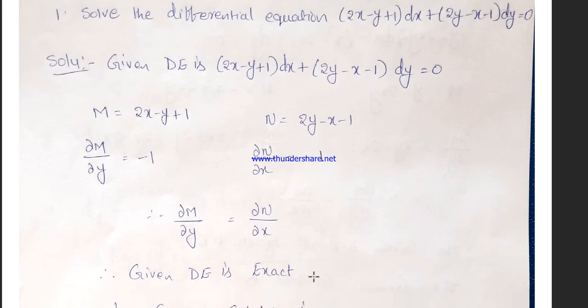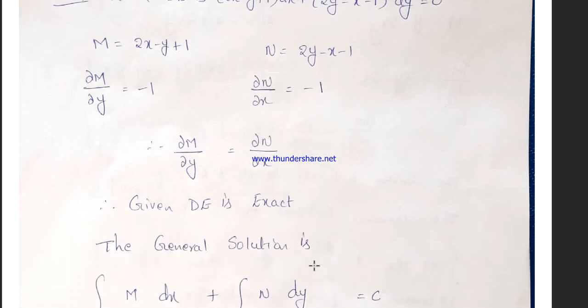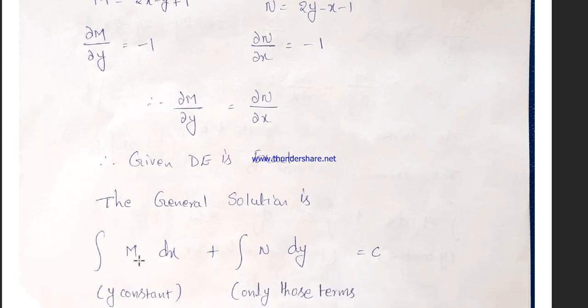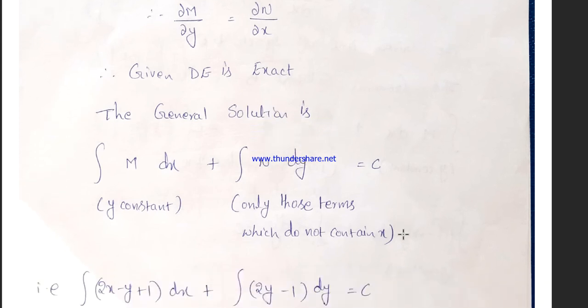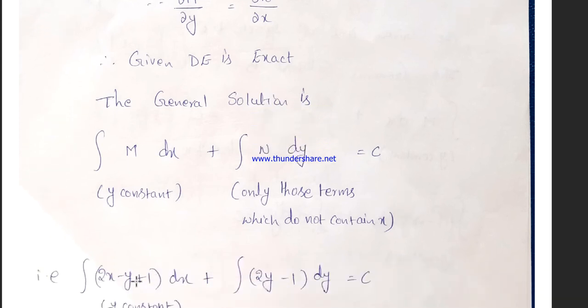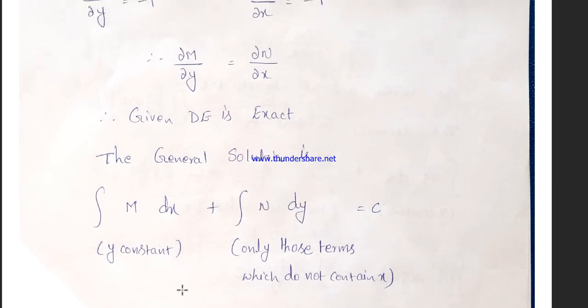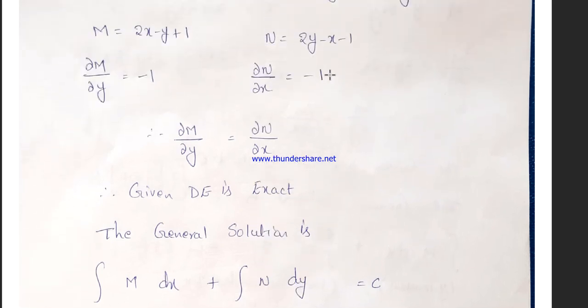So next you have to write the general solution for the exact differential equation, which is integral M dx, here y constant, plus integral N dy, only those terms which do not contain x, equal to c. You need to write the general solution completely. After that you can substitute the M value. M value is 2x minus y plus 1 into dx, here y constant, and only those terms which do not contain x, you need to check the N, which term is not having x, you can take that 2y minus 1.